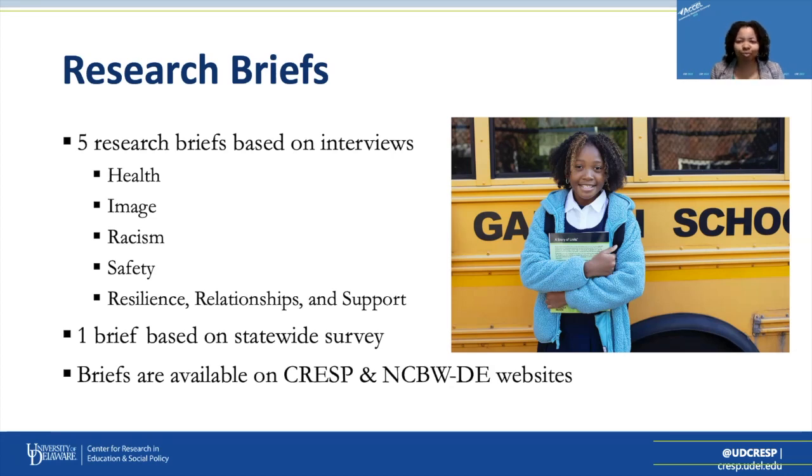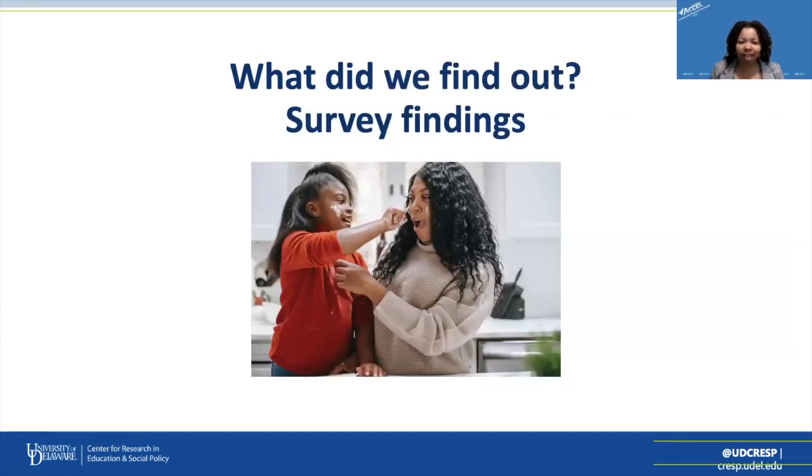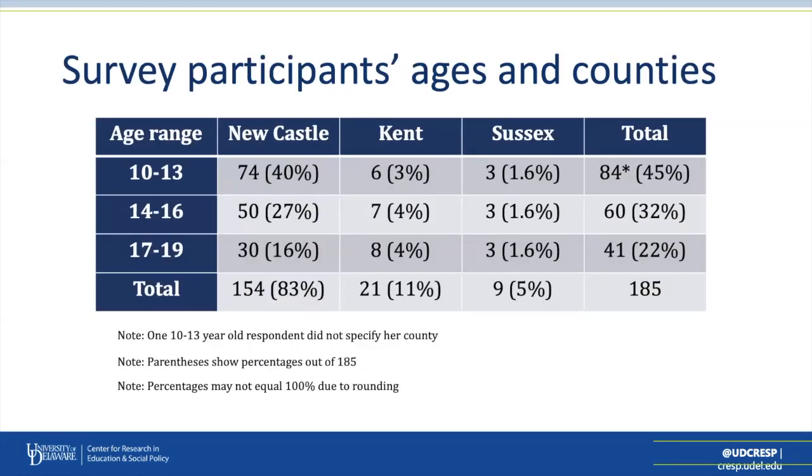Next slide, please. So what did we find out? Starting with our survey findings. This is to show you who we talked to and from where. We surveyed a total of 186 girls. One of our girls didn't note which county they came from. But nonetheless, we see that most of our participants came from Newcastle County, and most came from the 10 to 13 age group. I'll make a note about our age breakdowns here.